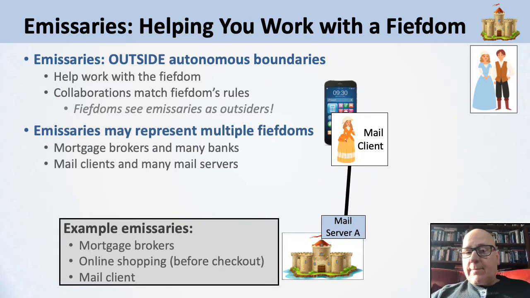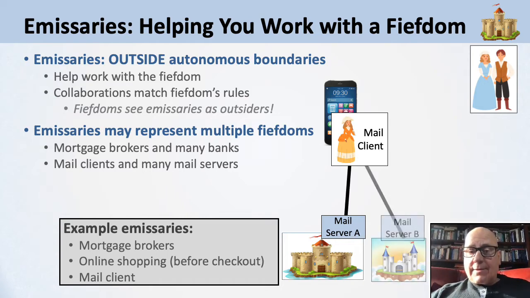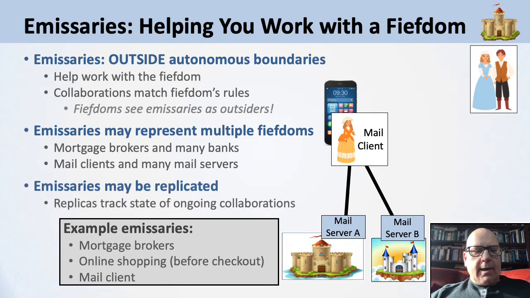Now, an emissary may represent multiple fiefdoms. As I mentioned earlier, mortgage brokers had many banks, and mail clients may have many servers. My phone can have multiple email accounts that it represents and unifies into a very nice representation that combines them. And emissaries themselves may be replicated, and the replicas can track state of those ongoing collaborations.